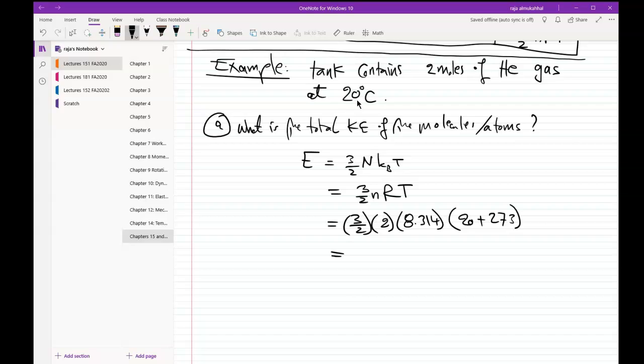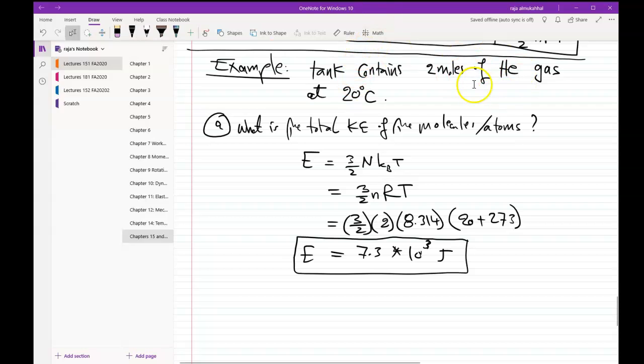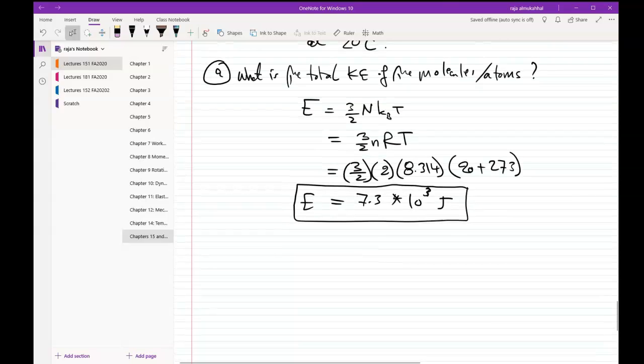When we do that, you're going to end up with 7.3 times 10 to the power of 3 joules. There we go. So that's the total amount of heat, if you will, contained in that helium gas of 2 moles. You got that? At 20 degrees Celsius, that is. Okay, good. Part B, the last one, he says, what is the average kinetic energy per molecule?